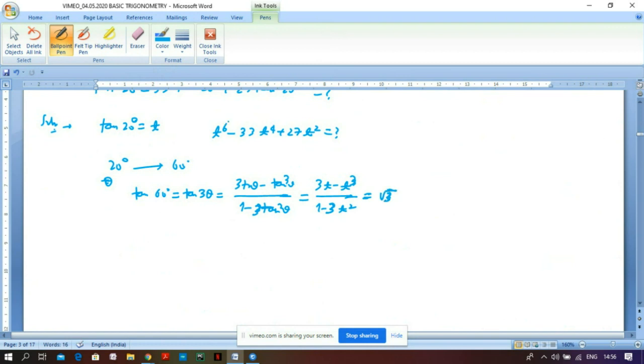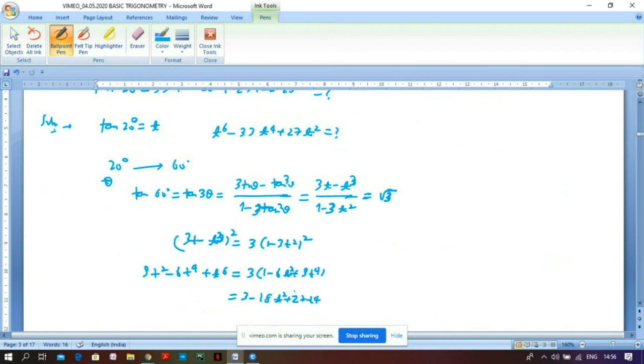But notice the powers. The powers are all 6. Another thing, here you have maximum cube. So the motivation is to square. So 3t minus t cube, squared, equals 3 times 1 minus 3t squared, whole squared. So I get 9t squared minus 6t^4 plus t to the power 6, and this is 3 into 1 minus 6t squared plus 9t^4. So I'm getting 3 minus 18t squared plus 27t^4.